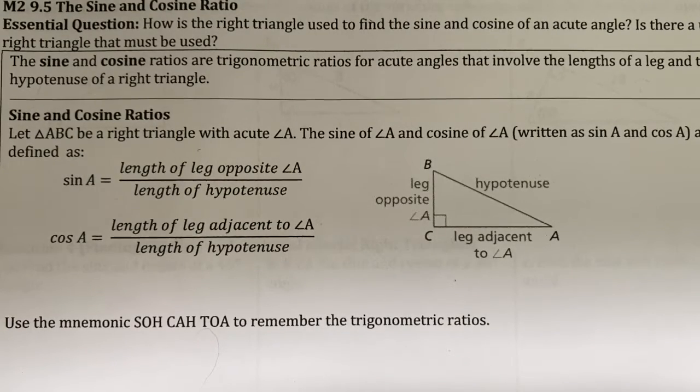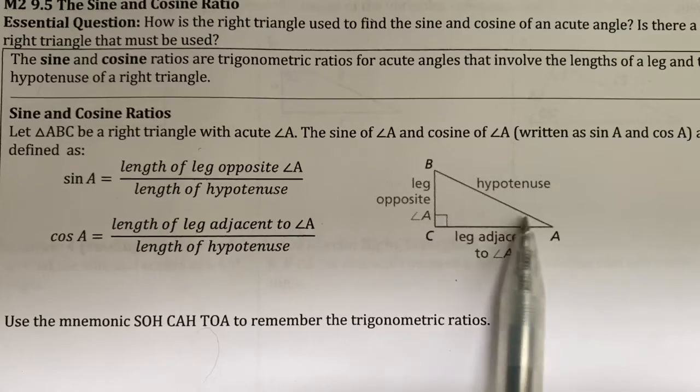Today we are going to learn about two more trigonometric ratios called the sine and cosine ratios. In the previous lesson we learned about the tangent ratio, which is a ratio of the lengths of the legs of the right triangle. The sine and cosine ratios are ratios that involve the length of a leg of the triangle and the hypotenuse of the right triangle. Specifically, this is how we define the sine and cosine of an acute angle of a right triangle.